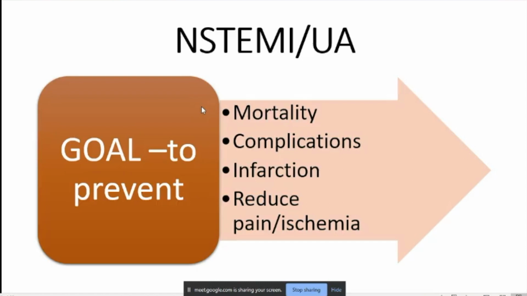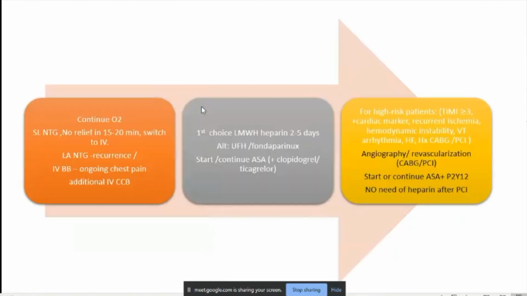And the other thing is to reduce the pain and ischemia. Here, it's similar to how we did in the angina. We have to reduce the pain and ischemia. So ischemia is low oxygen due to decrease in blood supply, right? So we have to reduce the ischemia. Now, how do we do that? We continue the oxygen. If the patient needs oxygen, we continue the oxygen because it's decreased blood supply, so decreased oxygen, right? So we continue the oxygen. We give the sublingual nitrate.